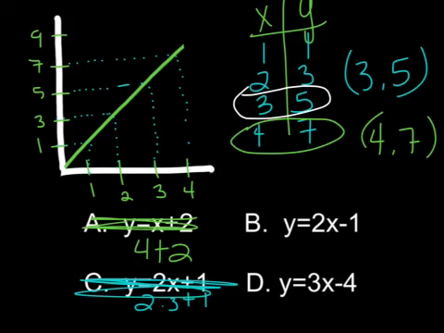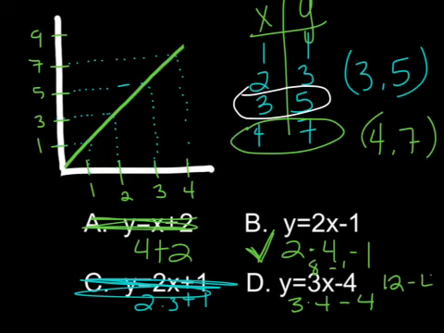On B, I should have 2 times 4 minus 1. 2 times 4 is 8. 8 minus 1 is 7. So that one still works. Let's check D. 3 times 4 minus 4. Well, 3 times 4 is 12. Running out of room, so we're going to write over here. And 12 minus 4 is 8. Does that work? No, so I can mark that one out. The only one that's going to work is B, but I had to use both order pairs to check that.